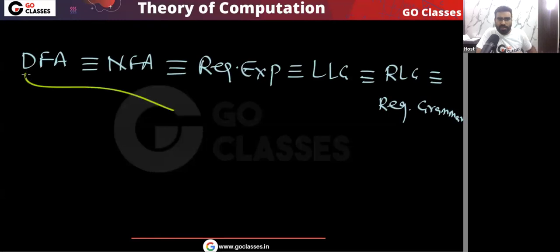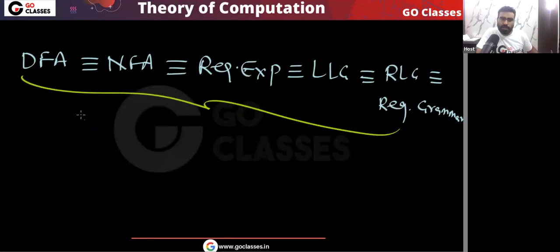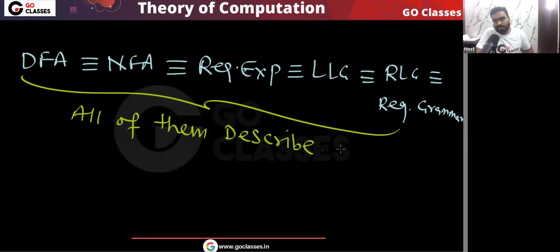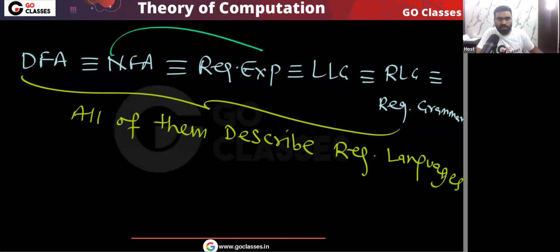What does equivalent mean? It means all of them describe regular languages. Yes or no? All of them define, or I can say describe, or represent, regular languages. So all are basically equivalent. For every DFA there is an NFA, for every NFA there is a DFA, for every NFA there is a regular expression, for every regular expression there is an NFA.